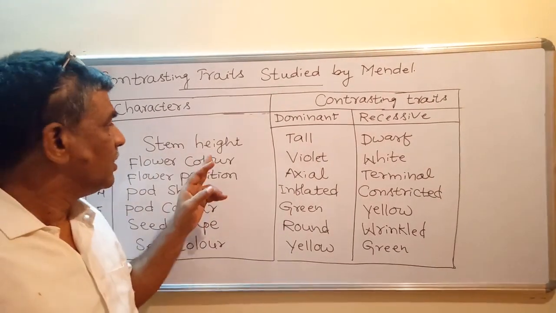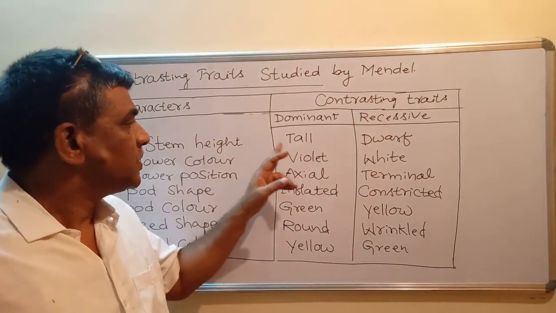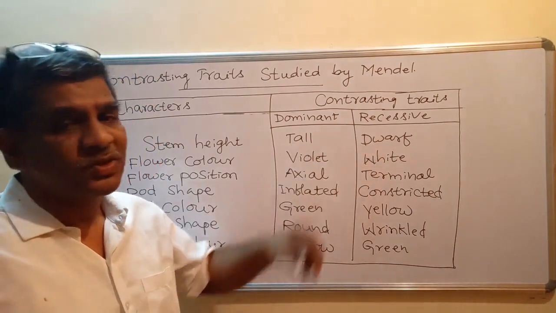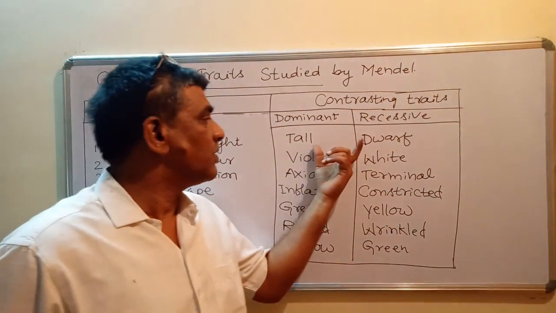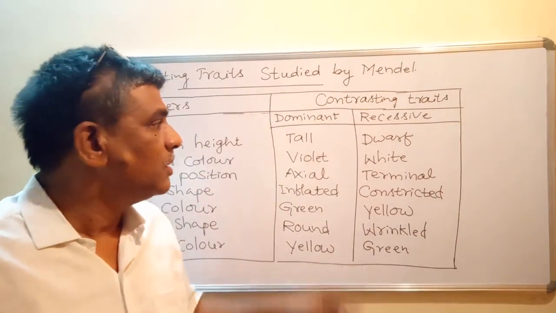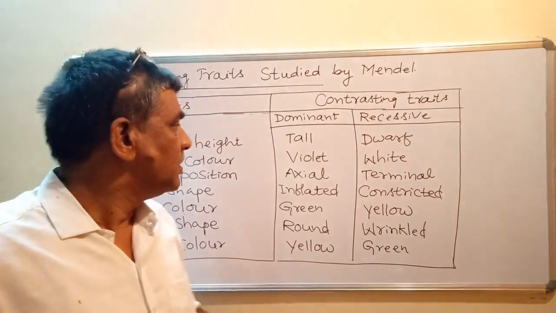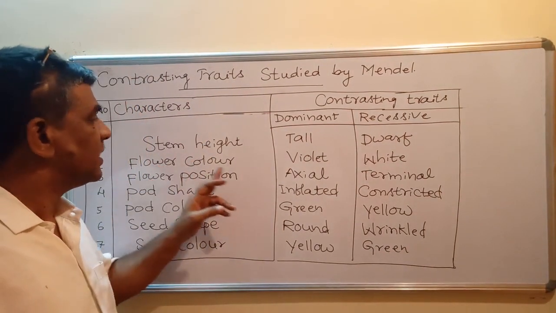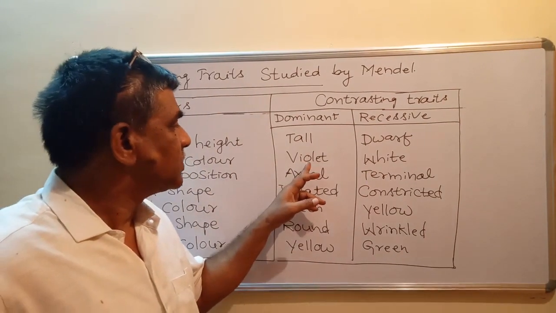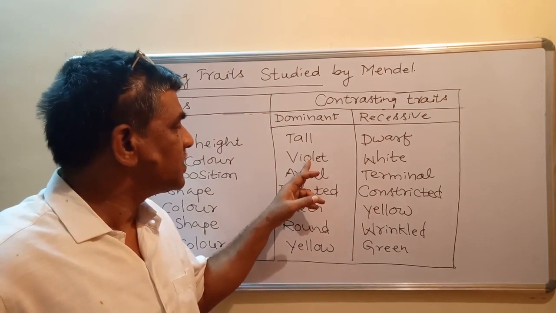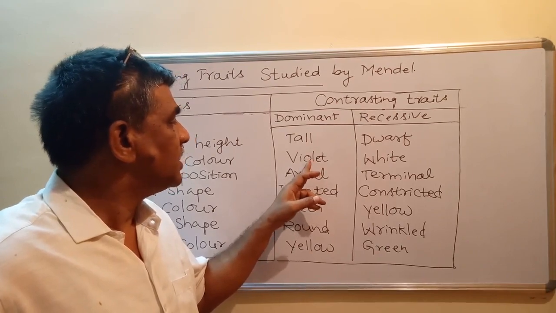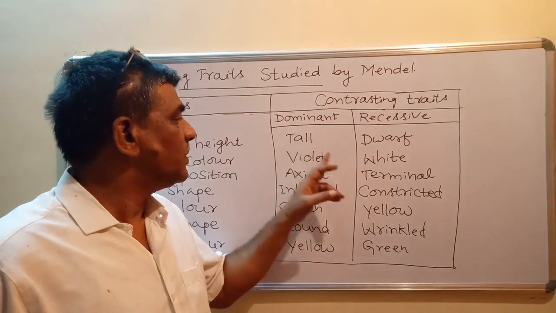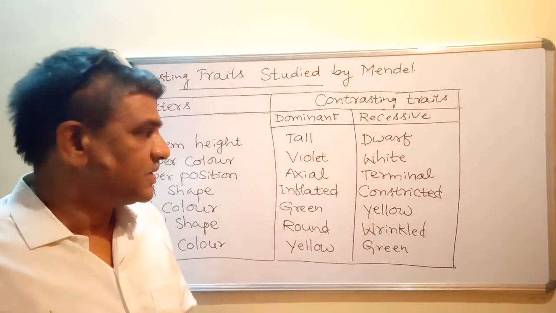Mainly, the first one is stem height. In the garden pea plant, he crossed a tall plant with a dwarf plant. So this is one of the contrasting pairs of characters which Mendel studied in the garden pea plant. Similarly, Mendel considered flower color. The garden pea plant produces two types of flowers. One is called a violet flower and the other is called a white flower. Violet flower is dominant and white flower is recessive.